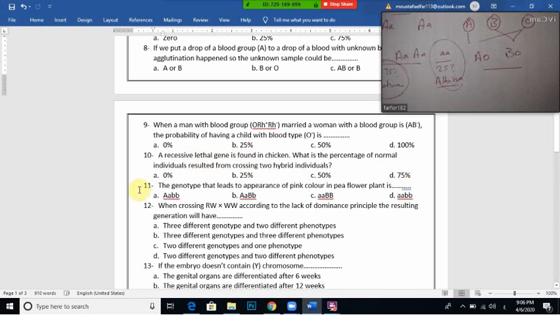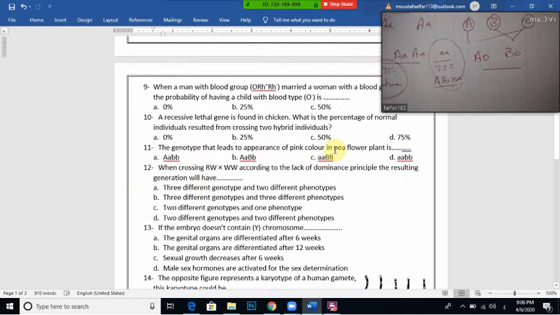Number 11, the genotype that leads to appearance of pink color in bee flower plant. We knew that the pink color is a dominant trait among the bee flower plant traits. So in order for the pink color to appear, the two pairs of genes must contain at least one dominant gene in each pair. So the answer here will be B.